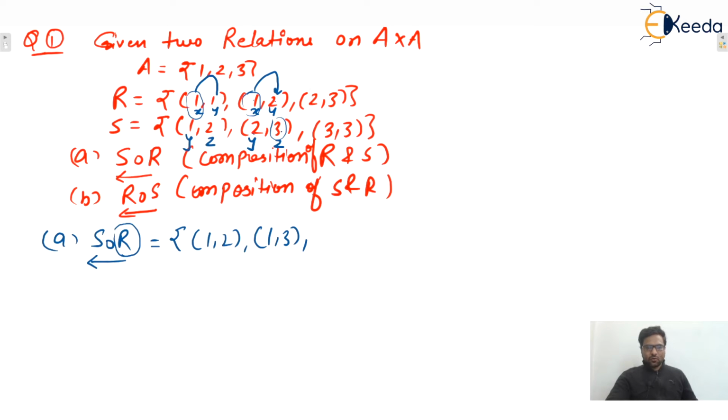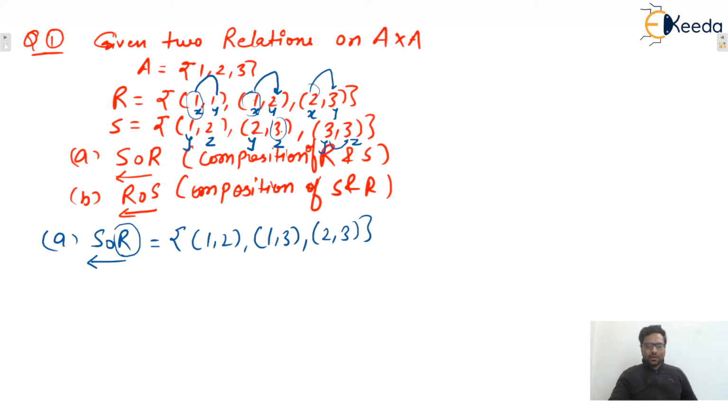Similarly, 2 is related with 3, that is X, Y. 2 is related with 3 in R, and 3 is related with 3 in S, so Y, Z. So XZ, 2 comma 3, will be the answer. I hope this one is clear to everyone. So composition of R and S means first see the XY in R and YZ in S, then XZ will be the answer. I hope this one is clear to everyone.